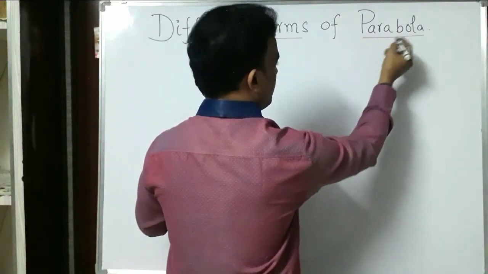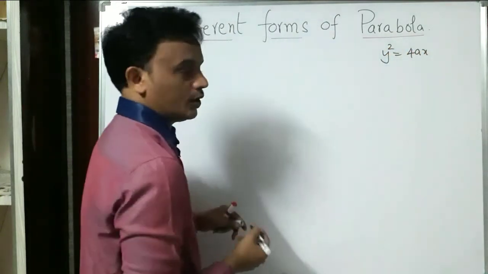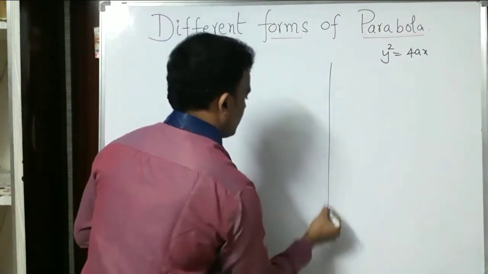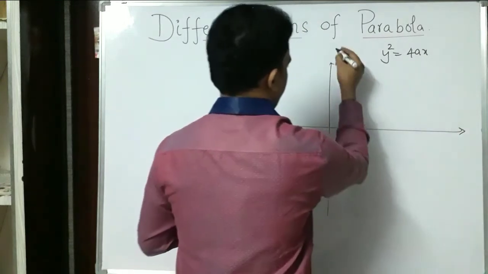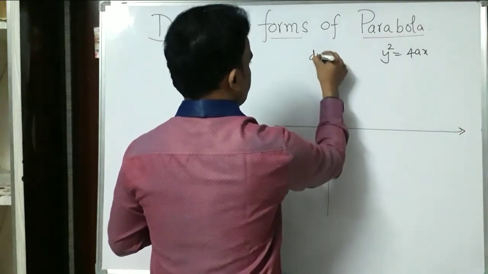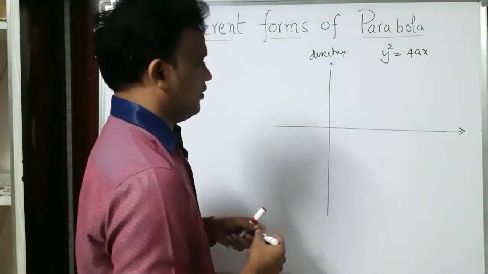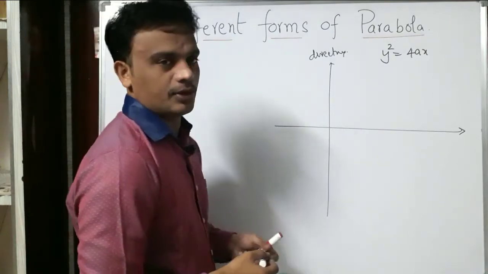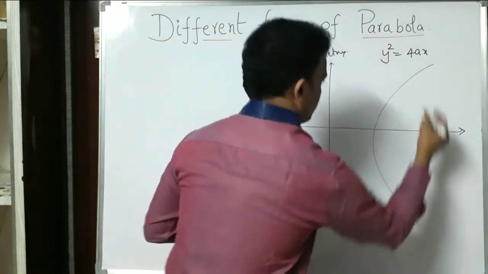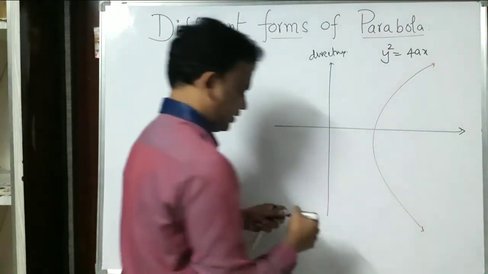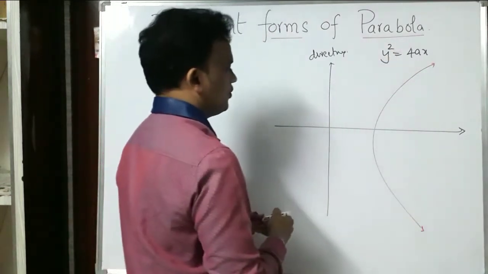What is the equation of the parabola which is in standard form? y square is equals to 4ax. Let us see the different forms of the parabola. The standard form. So let us take the directrix which is in standard form. Once again, reminding that the standard form of the parabola is y square is equals to 4ax. So it is a right-handed parabola. Why? Because it is right-sided open. Its equation is y square is equals to 4ax.